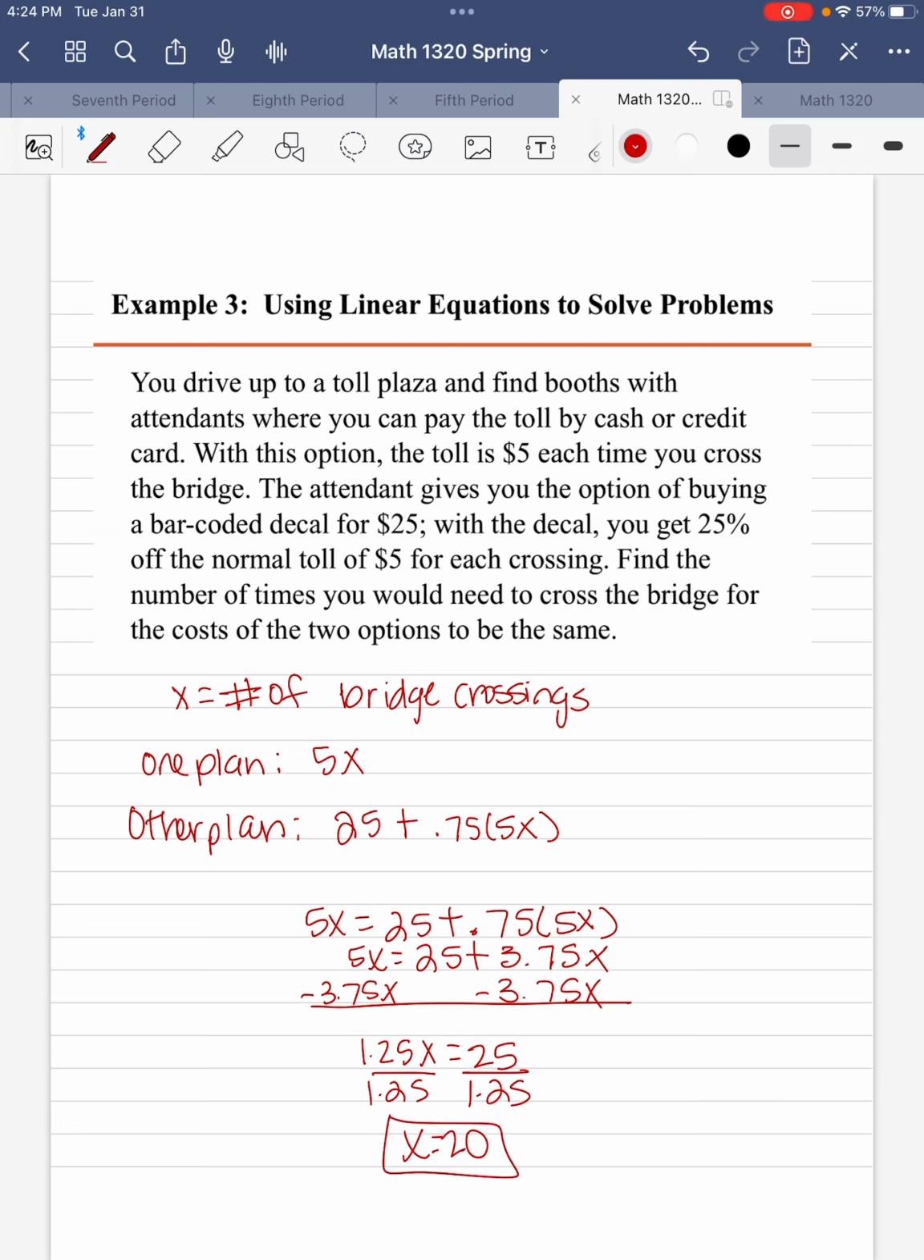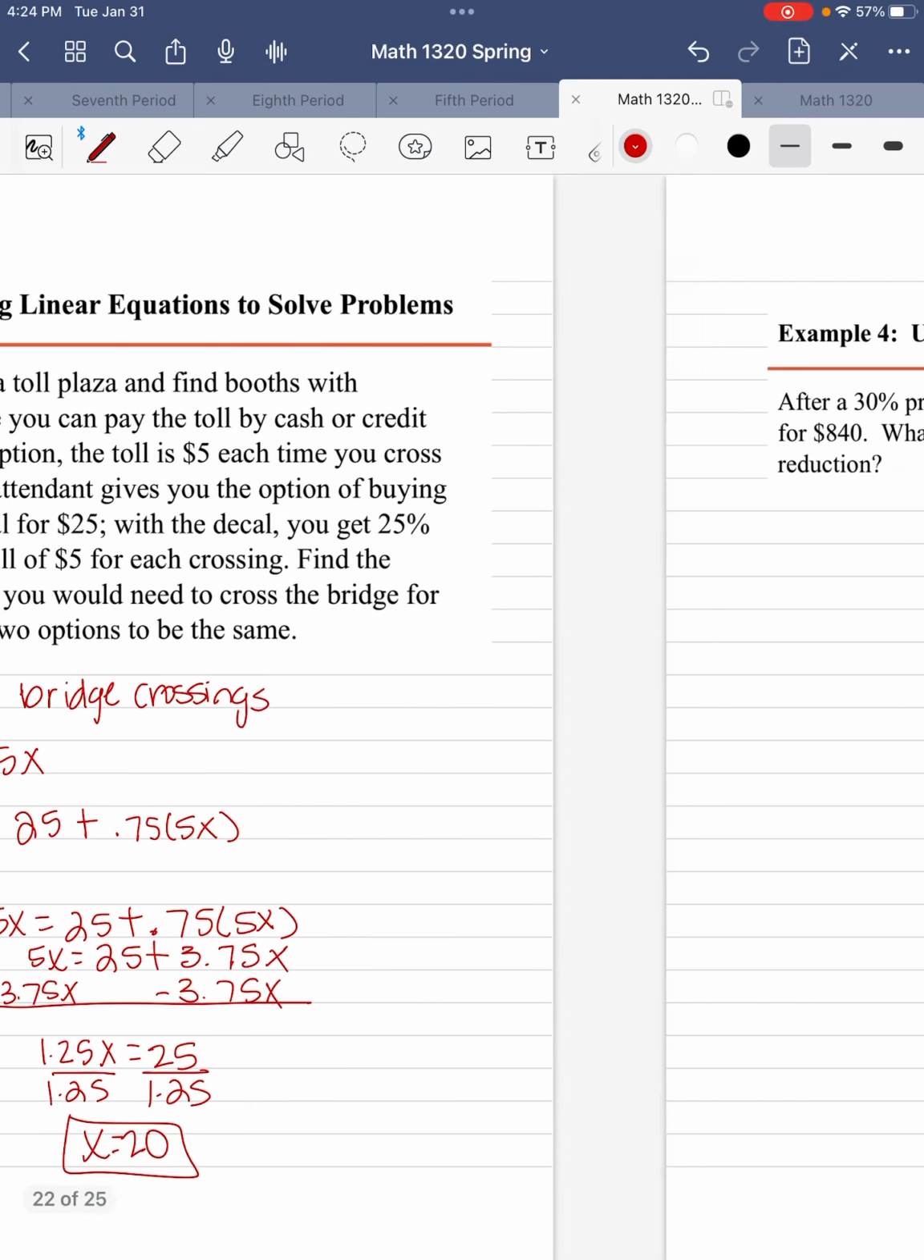What does that mean? That means that I need to cross the bridge 20 times using the toll tag and just paying $5 each time to be equal. So basically, to save money, you would need to cross it more than 20 times. Okay, let's look at the next one.